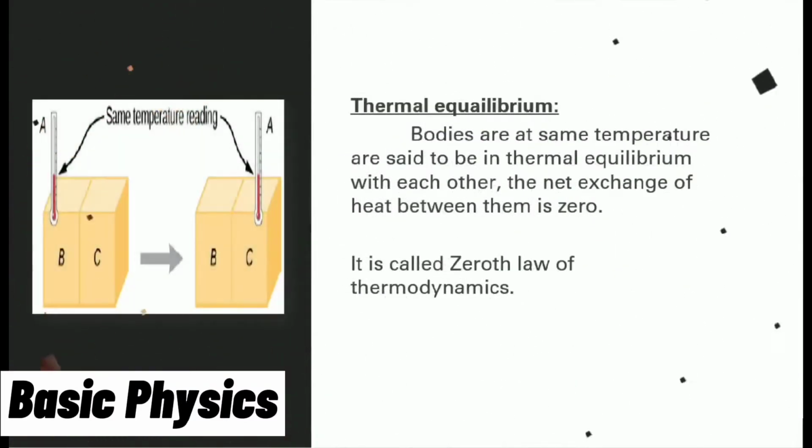Bodies that are at the same temperature are said to be in thermal equilibrium with each other. The net exchange of heat between them is zero. It is called the zeroth law of thermodynamics.